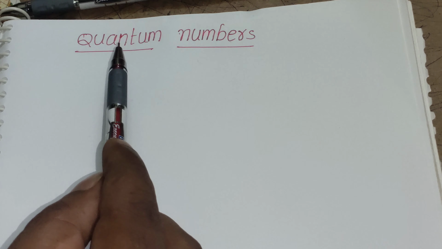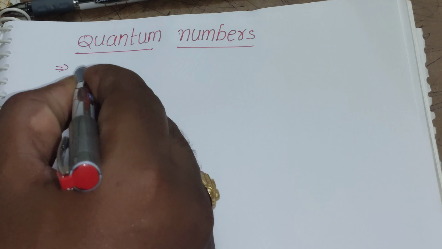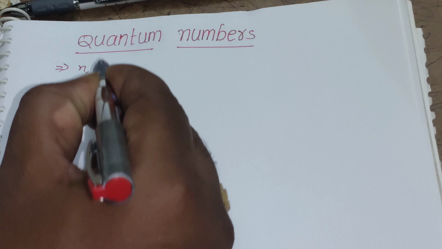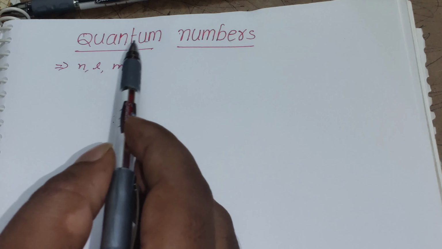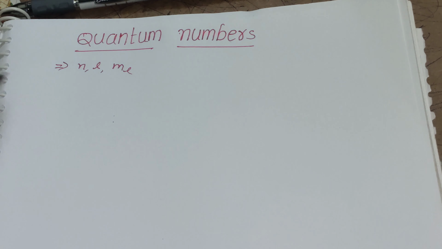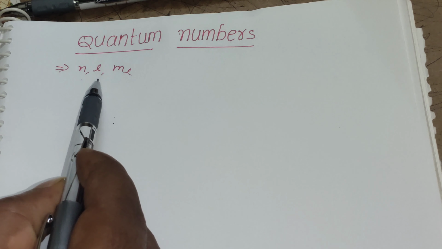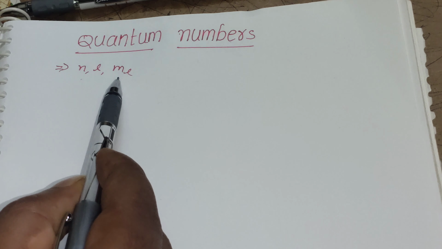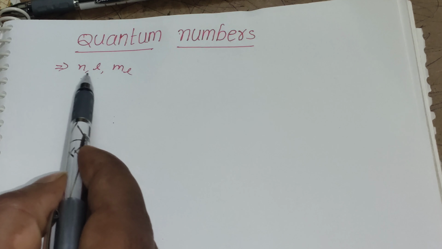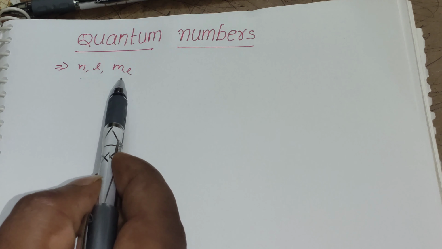Each electron in an atom is described by a set of three quantum numbers, those are n, l and ml. Here n is the principal quantum number, l is the angular momentum quantum number, and ml is the magnetic quantum number. These quantum numbers indicate the probability of finding the electron in the space around the nucleus.